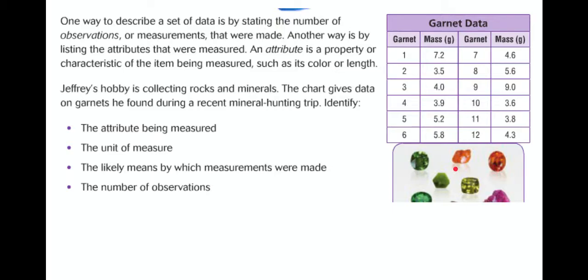There's some pictures of them here. So it doesn't say what the garnet is. They're just numbered 1, 2, 3, 4, 5, 6, 7, 8, 9, 10. They're just numbered with numbers. The mass is measured here in grams, and these are their masses. If you remember back to chapter 5, mass is the metric way that we describe weight. It basically means the same thing, except it's for the metric system.